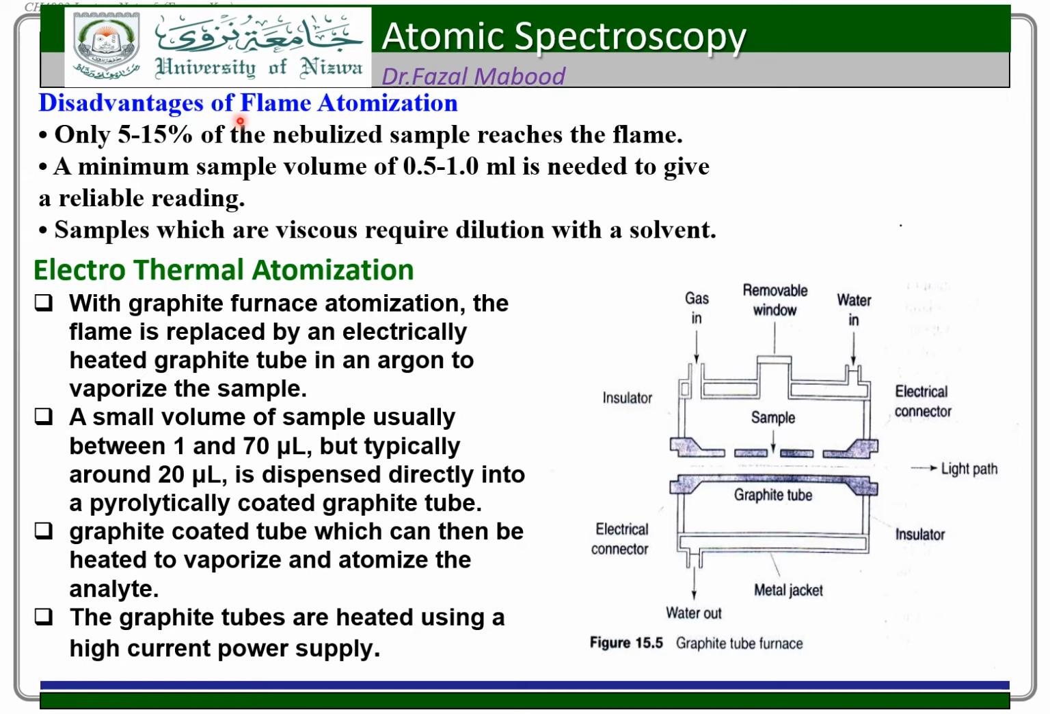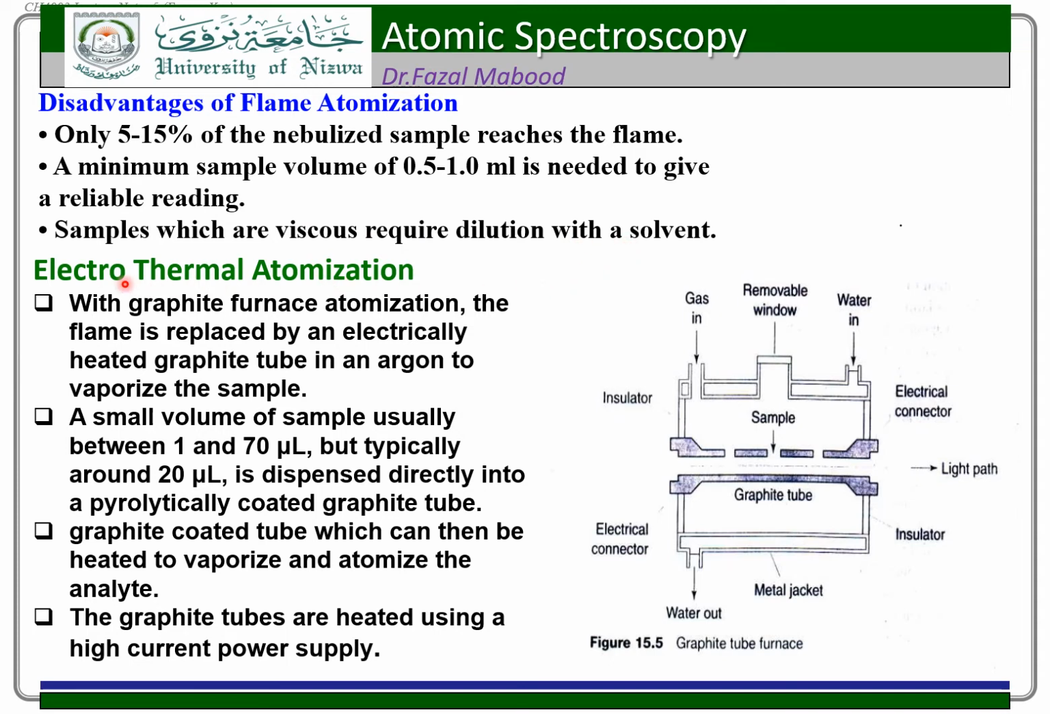Disadvantages of flame atomization: only 5 to 15% of the nebulized sample reaches the flame. A minimum sample volume of 0.5 to 1 ml is needed to give a reliable reading. Samples which are viscous require dilution with a solvent.